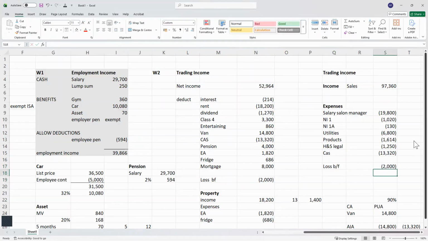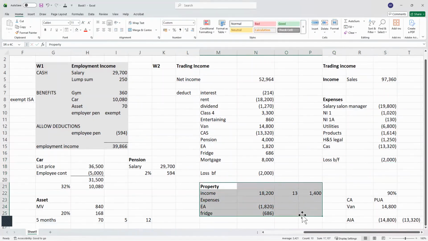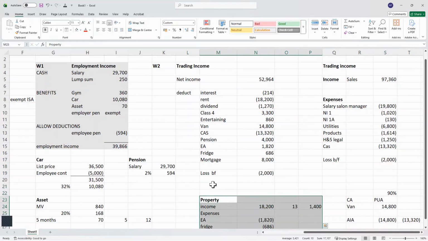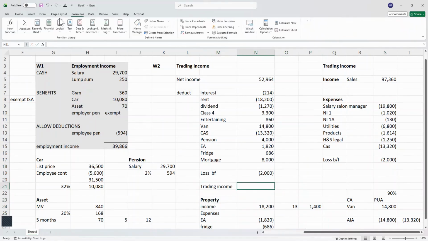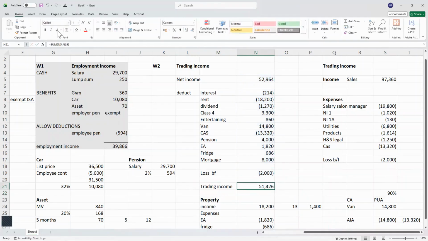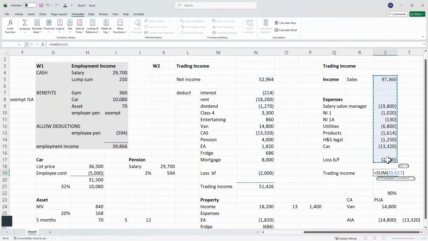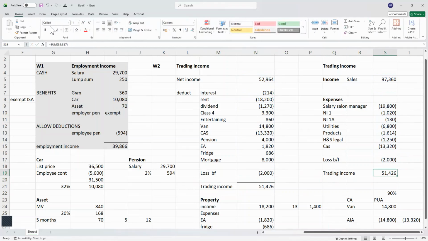And we should now be ready to calculate our total trading income for Harvey for 25-26 with the loss offset. So if we sum up all of these amounts, this gives us trading income of 51,426. And then using our other method, where we looked at taxable income and deductible expenses, this also gives us 51,426 as we would expect.